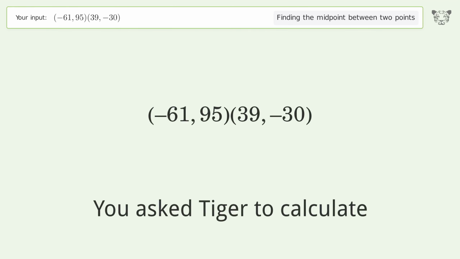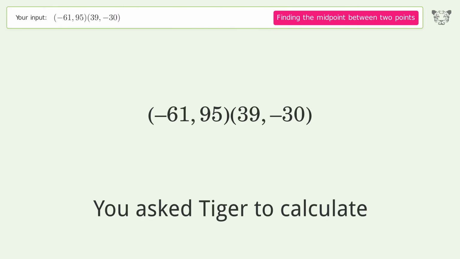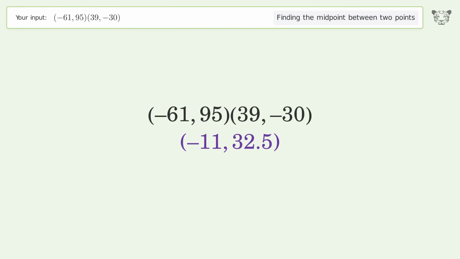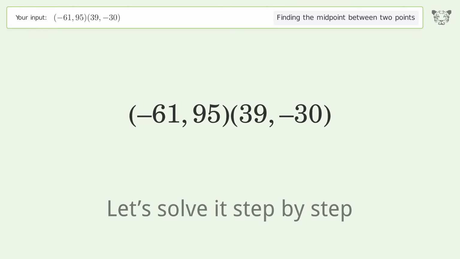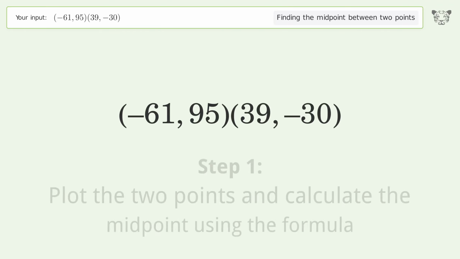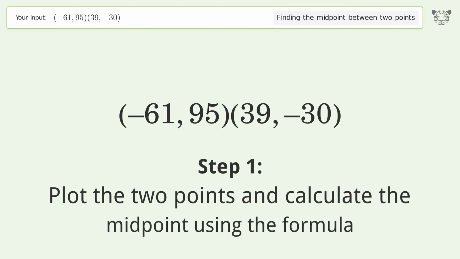You ask Tiger to calculate. This deals with finding the midpoint between 2 points. The midpoint between the 2 points is -11, 32.5. Let's solve it step by step. Plot the 2 points and calculate the midpoint using the formula.